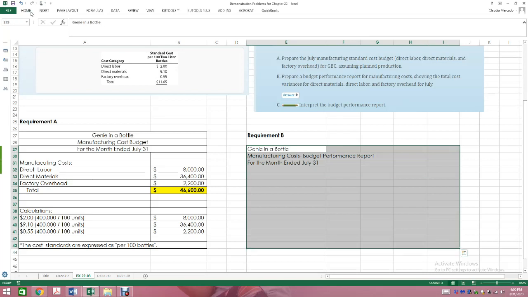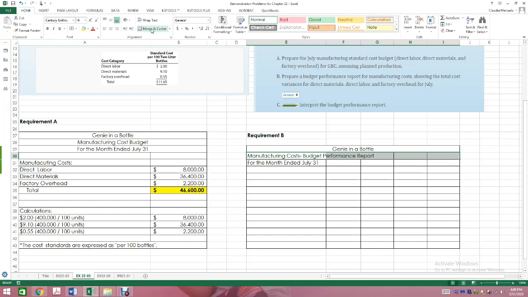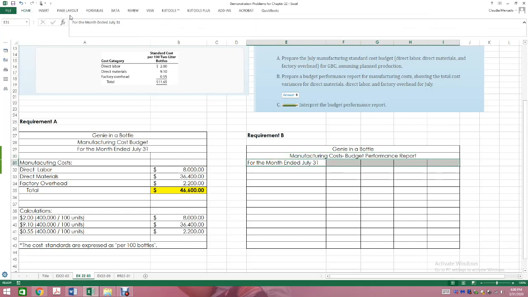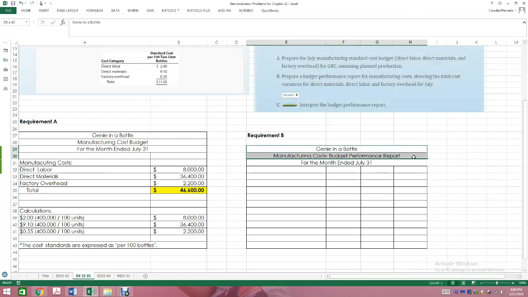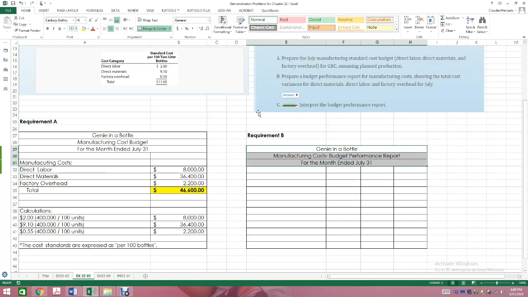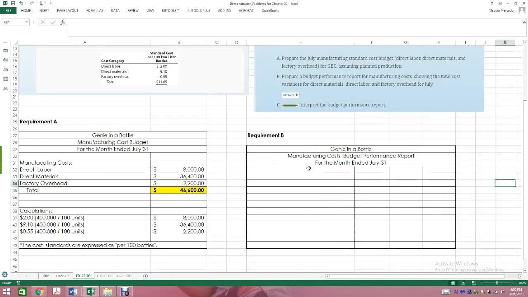I'm going to give me a second here so I can format this correctly, and then we can get started on it. So this is what it should look like. I got one too many, I don't need this one. There we go. That is what we need. This one just needs to be a little bit bigger. So this is how your requirement B should be set up.